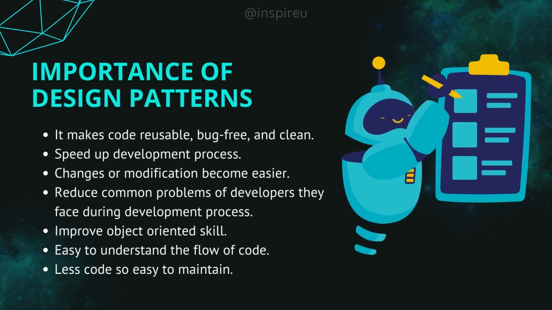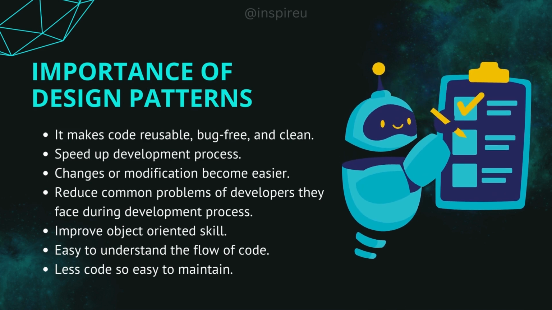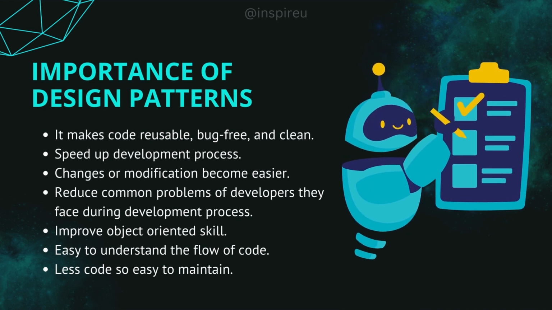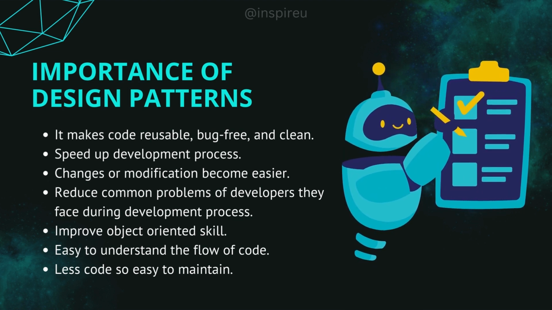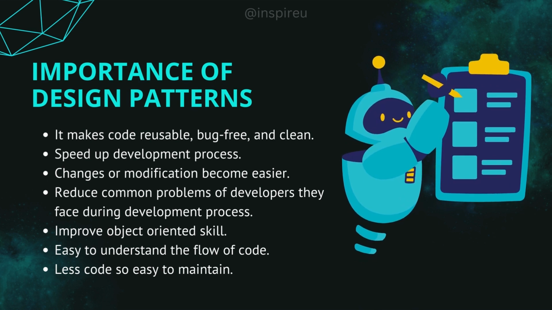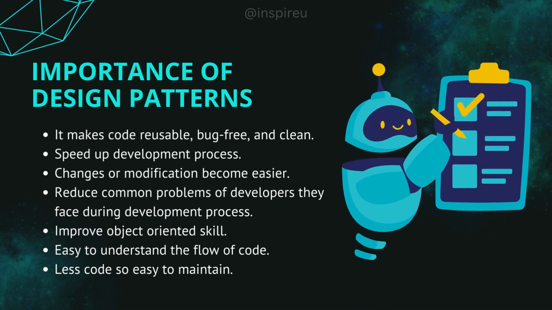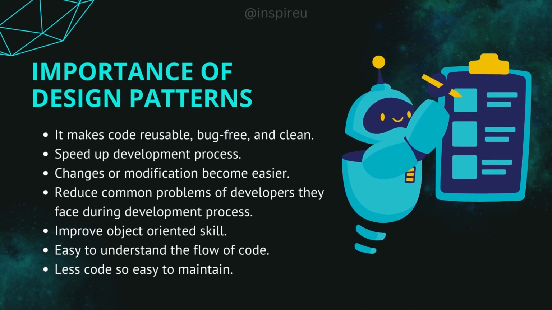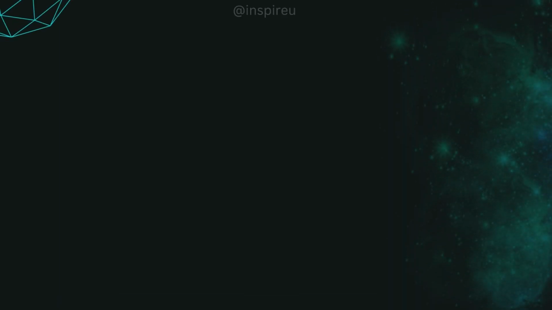By summarizing those, we can say that it makes code reusable, bug-free, and clean. It speeds up the development process. It makes changes or modifications easy. It can reduce common problems of developers. It improves object-oriented skills. Also, it is easy to understand the flow of code.